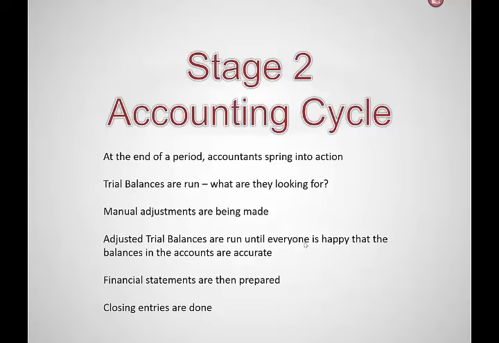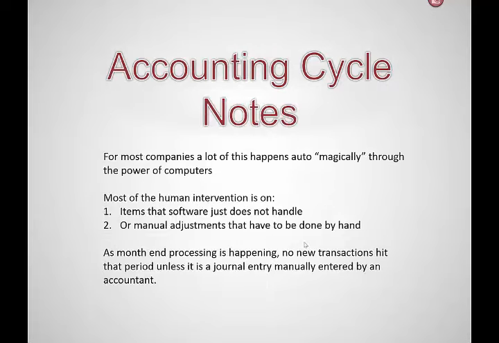So at the end of a month, accountants are doing all kinds of different manual adjustments, and they're running these trial balances over and over and over again. So you will hear of trial balances and adjusted trial balances, but basically all it is just a trial balance. And as adjustments are made, they keep running these trial balances to make sure that they feel that the accounts are all accurate and clear of error. From there, financial statements will be prepared, and then closing entries will be done. I'll go into a lot more analysis on closing entries and specifically what those do in a later video.